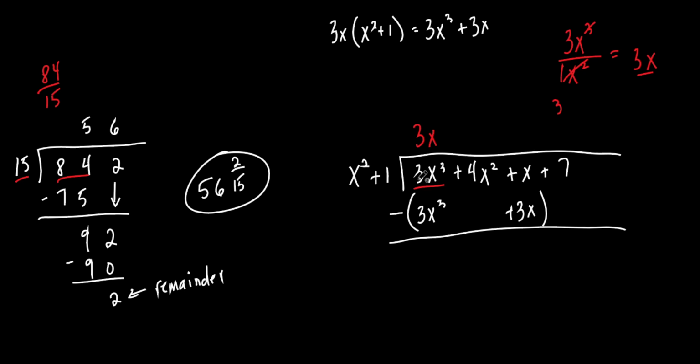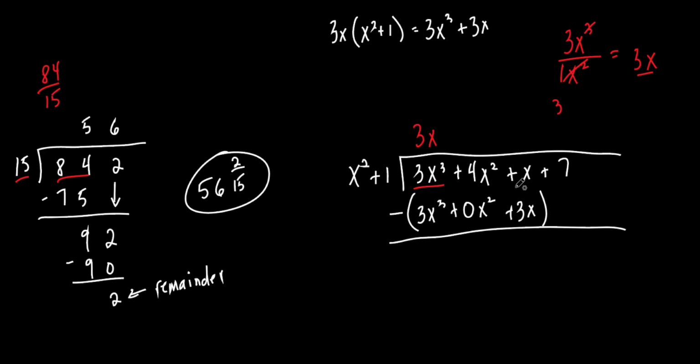So now here's what I'm going to do. I'm going to go 3x cubed minus 3x cubed. What is that? What is 3x cubed minus 3x cubed? It's 0, isn't it? I don't have to put the 0 there. I'm just not going to put anything there. Now, I got to subtract this. Now, what's going to go here? Nothing. Or what? 0x squared.